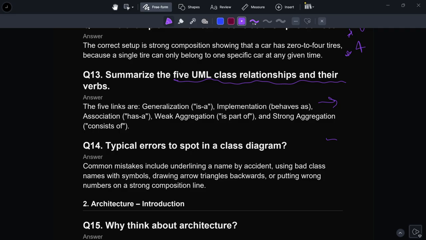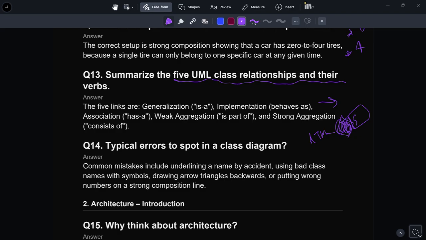Strong aggregation: consists of, owns. It is shown with a filled black diamond, the same diamond but now filled. An ATM consists of a built-in screen monitor that cannot be displaced. So ATM is strongly aggregated with Screen. On the side of the ATM, if we remove the screen, the ATM can still exist. But if we remove the ATM, the screen cannot exist independently.